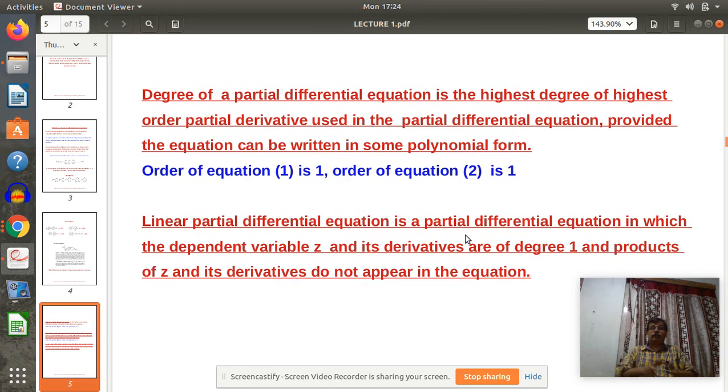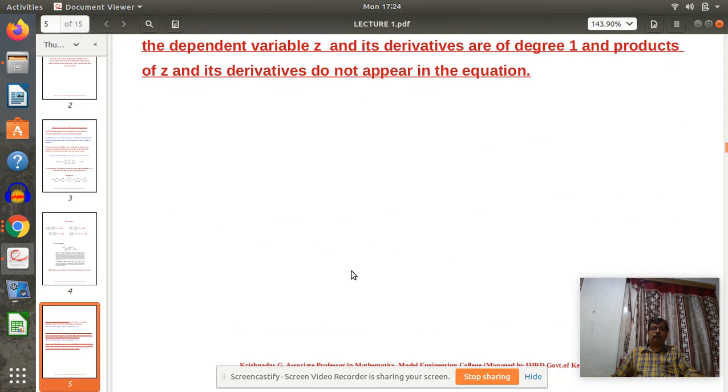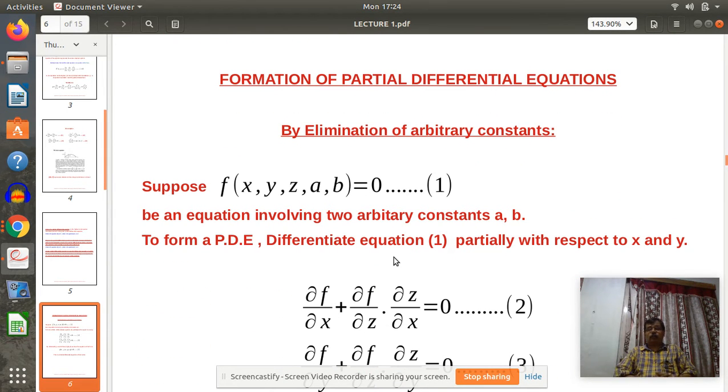A linear partial differential equation is a partial differential equation in which the dependent variable z and its derivatives are of degree 1. So z and its derivatives are of degree 1. It is called a linear differential equation. We should also note that the products of the dependent variable and the derivatives do not appear in the equation. Now we come to the main section of this topic, formation of partial differential equations.